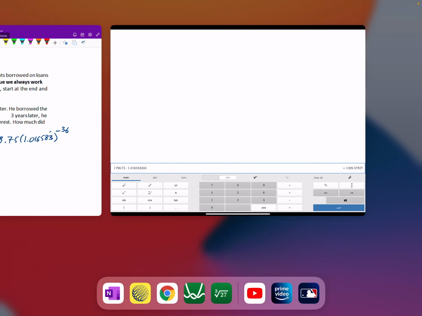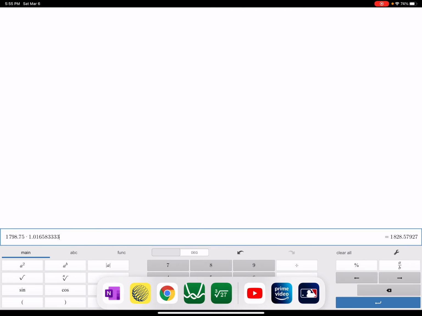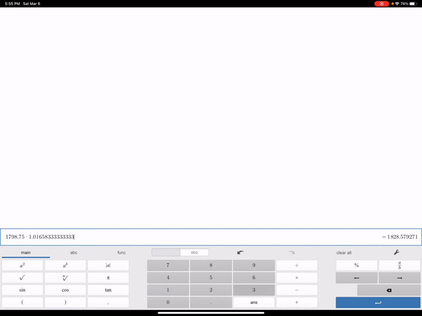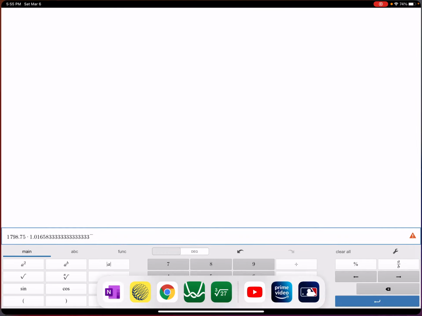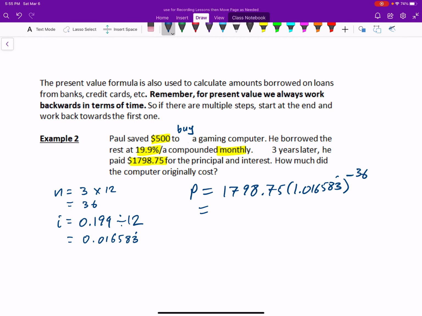Not sure if I got those numbers right. 6583 repeating. Now, repeating means obviously it goes on forever. I don't need to add this many decimals, but it's easy, so let's add a whole bunch. Negative, and I forgot the number of years, 36. 36 months, 3 years. 995, okay. So the present value is $995.